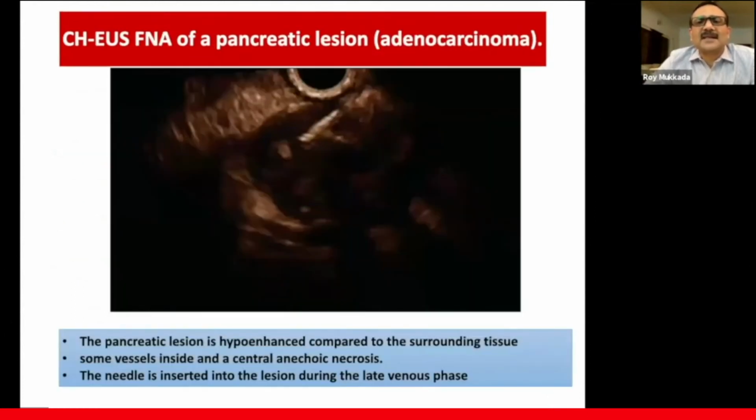So you can see here this pancreatic lesion, which is very hypo-enhanced compared to the surrounding tissue. Some vessels are seen inside, around the central anechoic necrotic area. So you can see the FNA being taken from that during a late venous phase.